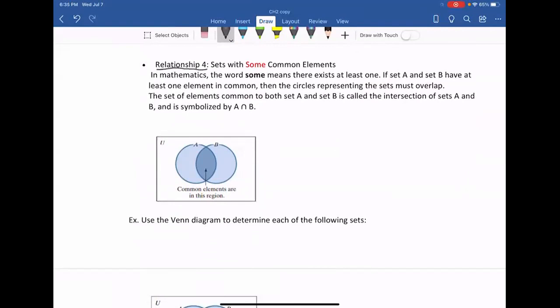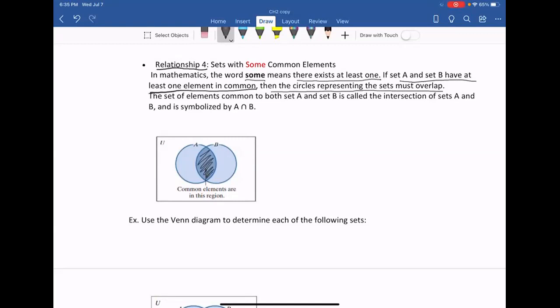Next relationship, we have a lot of problems about the relationship for sets with some common elements. In mathematics, the word some means there exists at least one. So if set A and set B have at least one element in common, then the circles representing the sets must overlap. That means A and B must overlap or intersect.